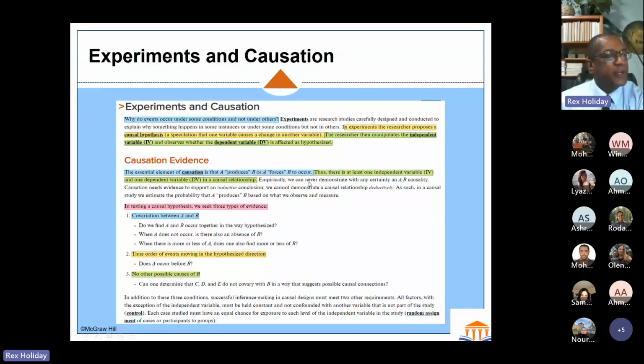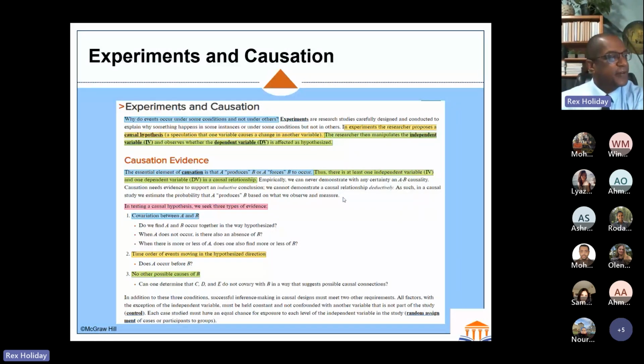So empirically, we can never demonstrate with any certainty an A-B causality. So causation needs evidence to support an inductive conclusion. We cannot demonstrate a causal relationship deductively. As such, in a causal study, we estimate the probability that A produces B based on what we observe and measure.